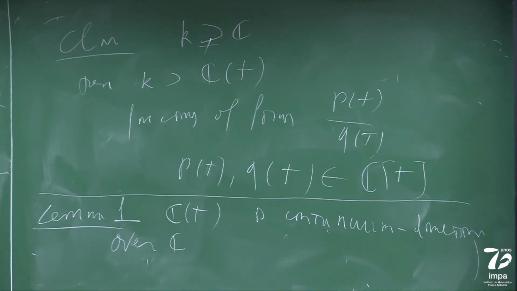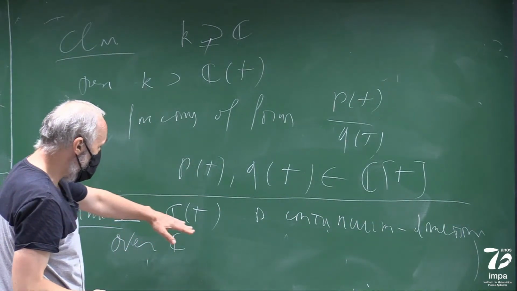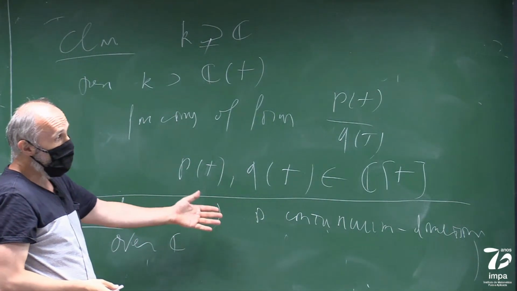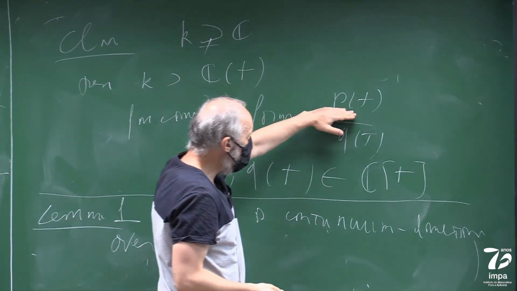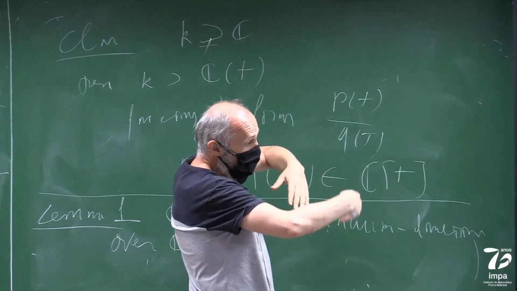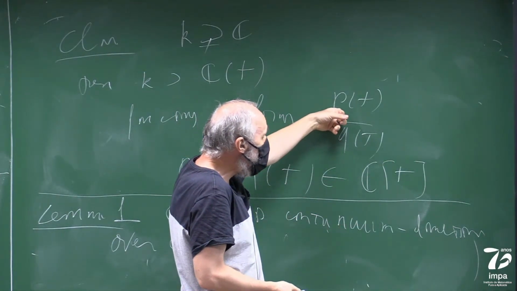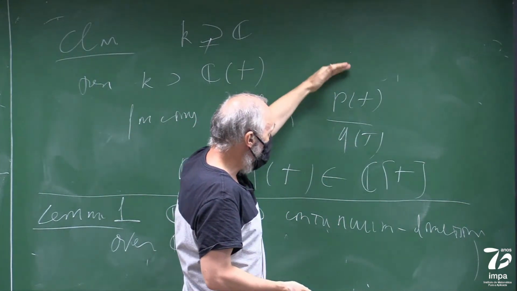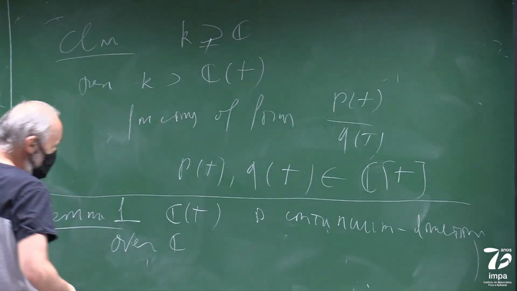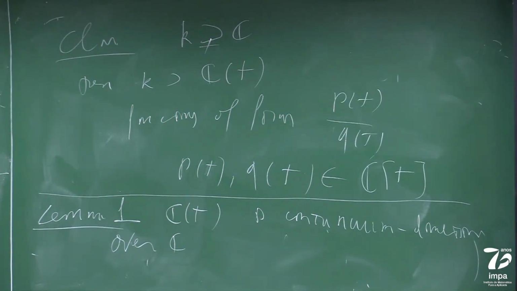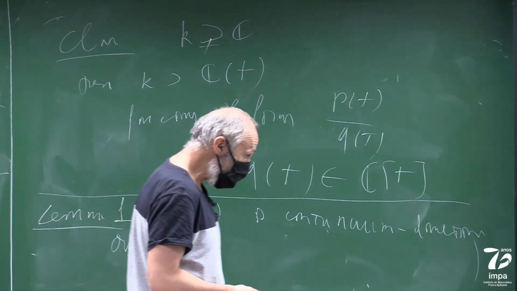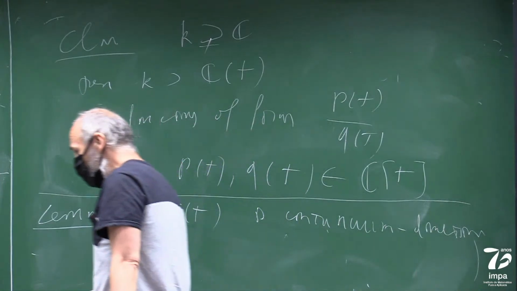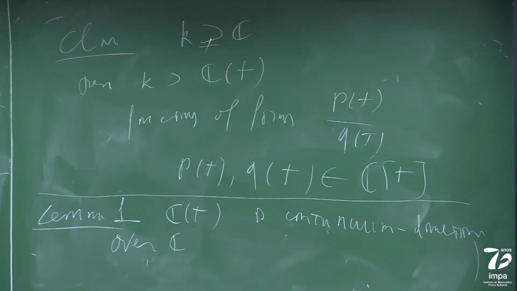Okay. So how do we prove that it's continuum dimensional? First, it cannot be bigger than continuum dimensional because it's continual. They're quotients of two polynomials, but each polynomial is given by a set of elements in C. So the set of polynomials has the same cardinality as C, and this quotient has the same cardinality as C. So it cannot be bigger than continuum dimensional. And to prove that it's continuum dimensional, we need to produce a subset which is continual and linearly independent.